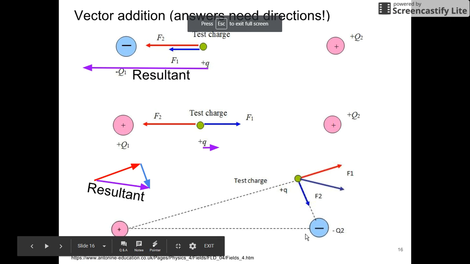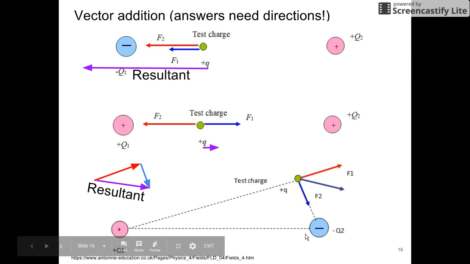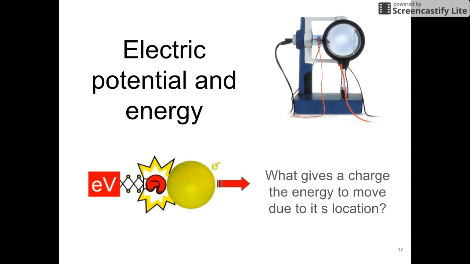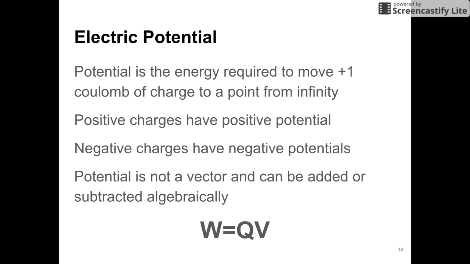Okay, so last bit was just about force and field vector addition. Now we're going on to electric potential and energy in electrostatics. So what actually gives anything the energy to do what it's going to do? Electric potential is of course the answer, just like in gravitation. So the potential is the energy required to move a positive 1 coulomb of charge to a point from infinity.